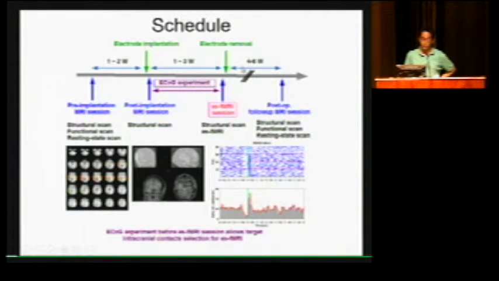Then we also follow up this patient 4 to 6 weeks after the operation, and a post-op follow-up MRI session is done. This also includes a structural scan, a functional scan, and a resting state scan. So we can examine how, for example, the resection of the mesial temporal lobe changed the resting state scan between this time period.